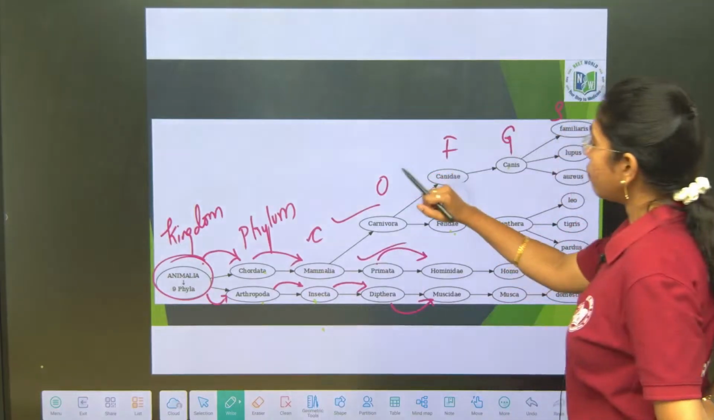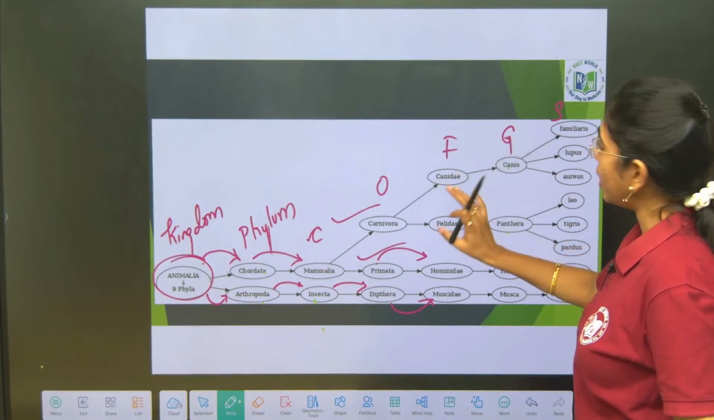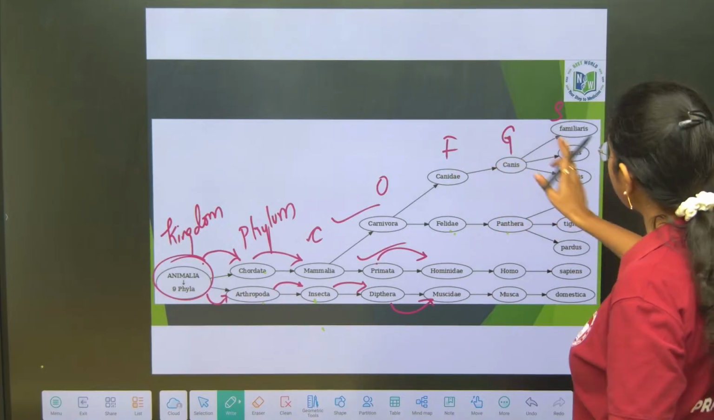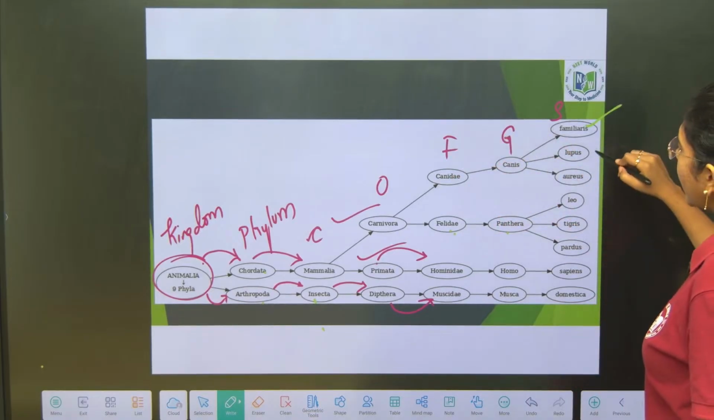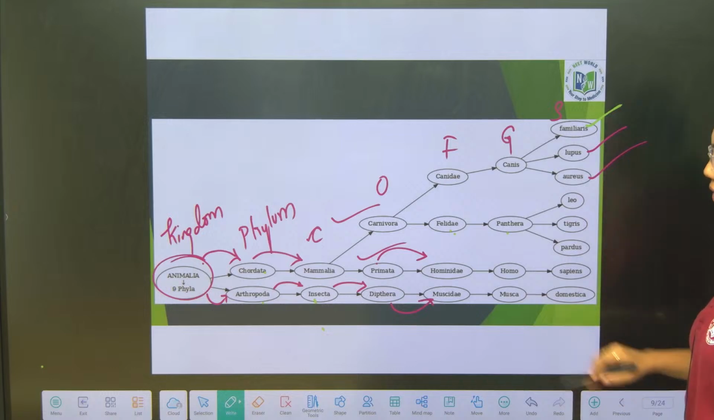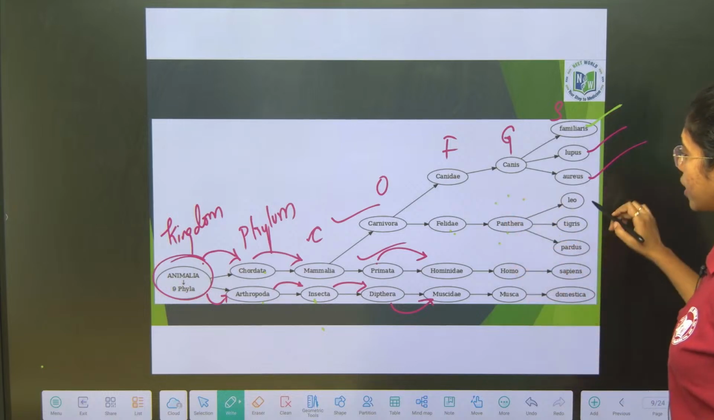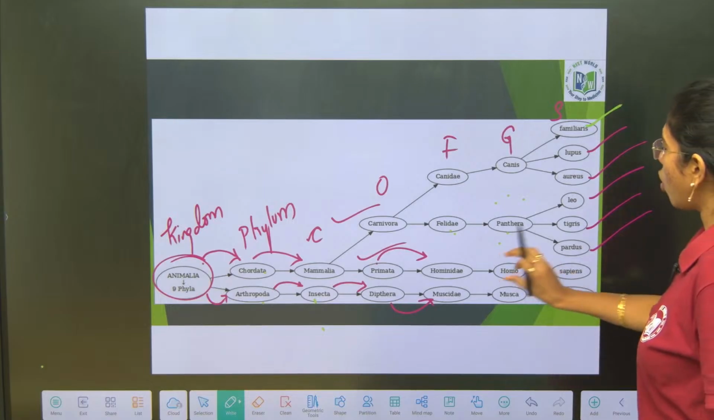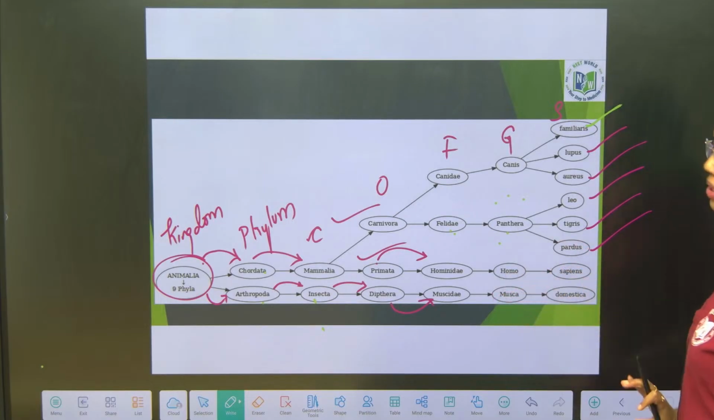Next, if you see the family Canidae, which includes Canis, Canis has 3 species: Familiaris, Lupus and Aureus. Panthera genera has 3 species: Leo, Tigris and Pardus. Next, Homo sapiens, Musca domestica.